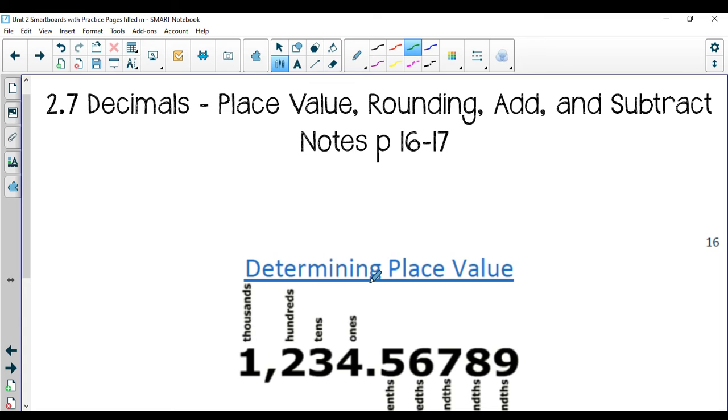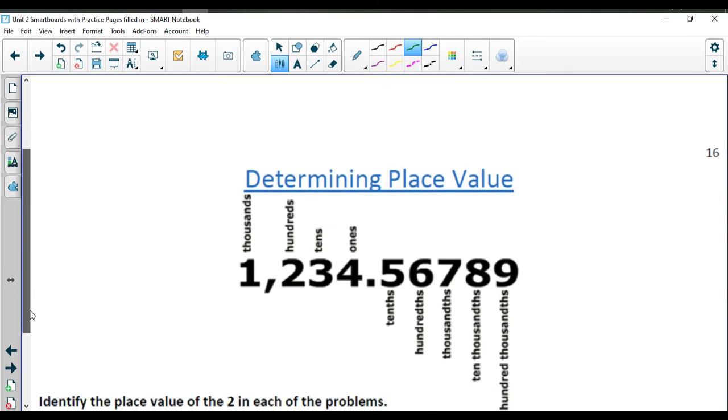This is lesson 2.7, which is called decimals. We're going to be talking about place value, we're going to be talking about rounding, and we're going to be talking about adding and subtracting with decimals. In your notes packet, you should be following along and taking notes on pages 16 through 17 here. So I'm going to go ahead and get started on page number 16.